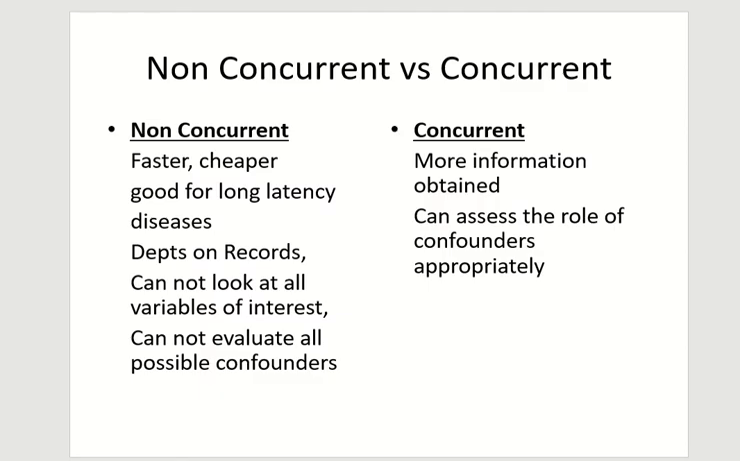All right, so if we were to compare the non-concurrent to the concurrent, the non-concurrent is faster, cheaper, and good for long latency diseases, instead of having to follow up for 20, 30 years. However, it depends on records. It cannot look at all variables of interest. You only have those that actually are recorded, and cannot evaluate all possible confounders. With the concurrent, you collect more information and you can assess the role of confounders appropriately.